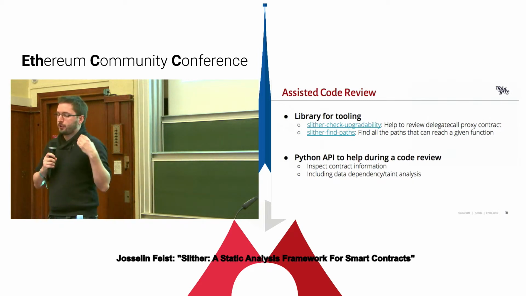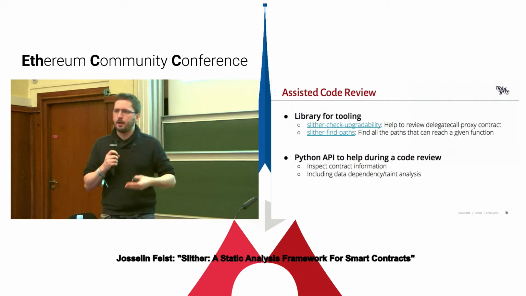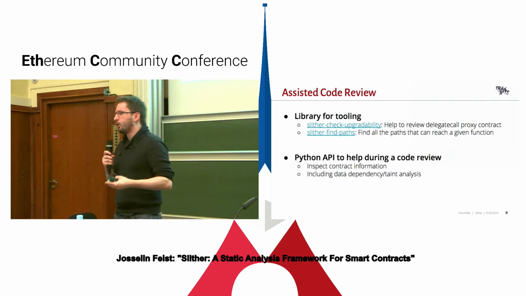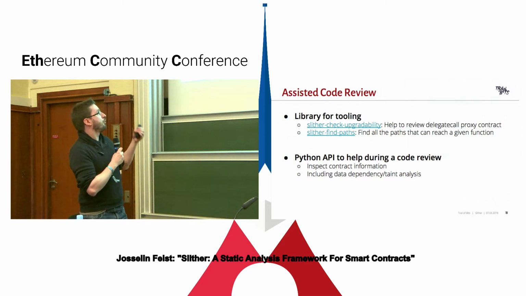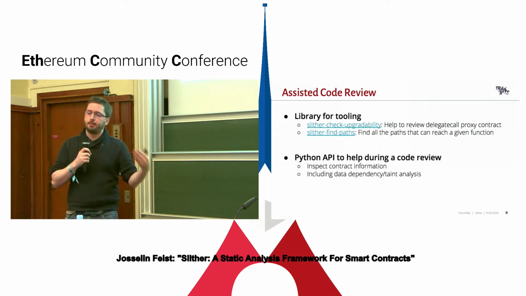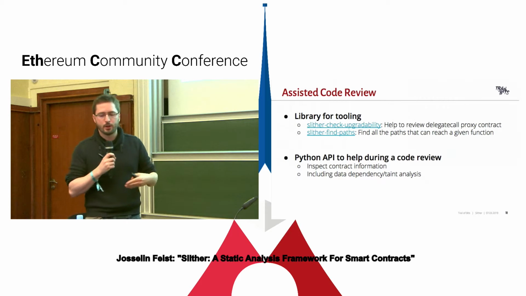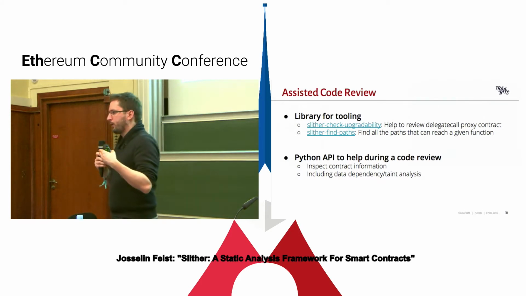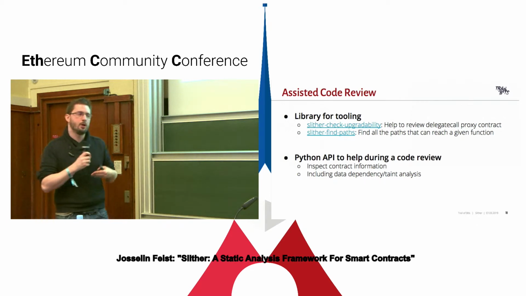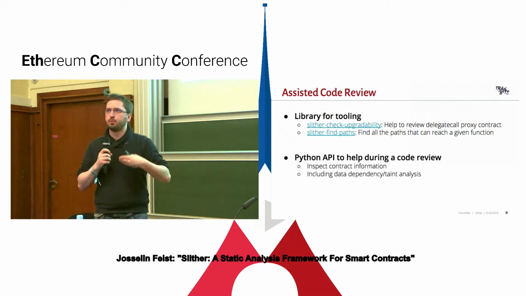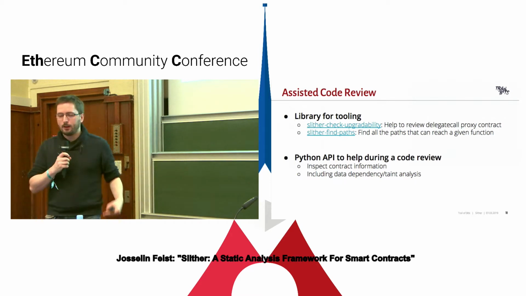There is also the slither-find-paths utility. Sometimes when you have a complex code base, you have one internal function and you want to know how this function can be reached. It's sometimes a bit difficult to know. Slither will directly find all the possible paths that can reach this given function for you. So it will help you to understand all the possible paths for this function. And if you want to refactor your code or something like that, it will help you to have a good idea of how it's structured.